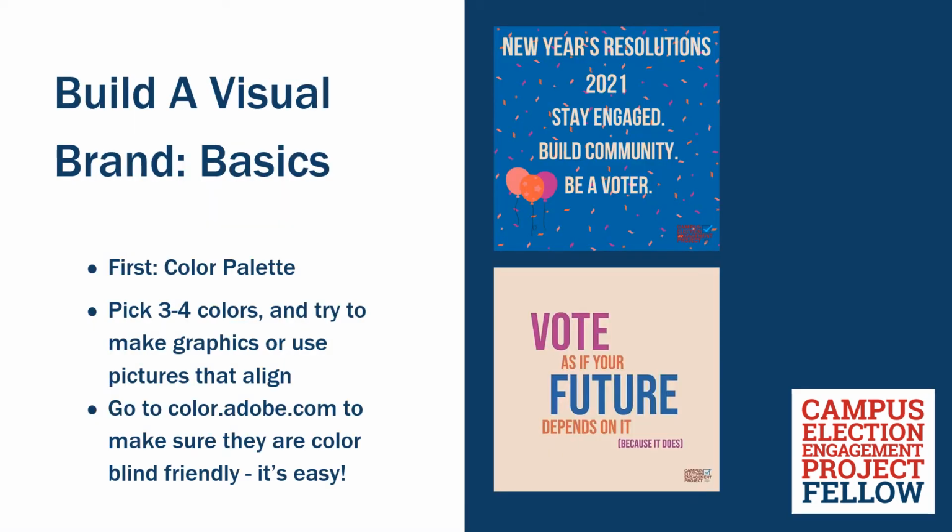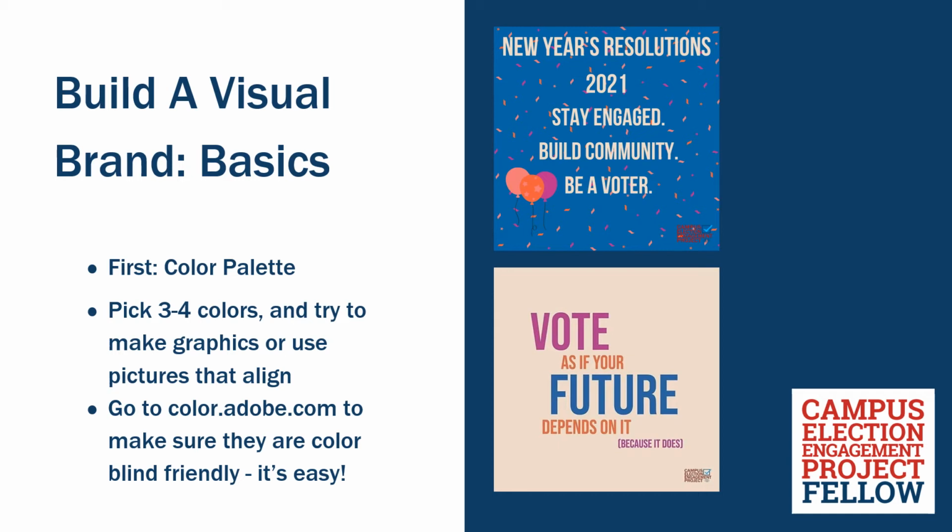Let's talk about some basics of building a visual brand. Obviously, we didn't hire you to be graphic designers, so there's no need to stress about making perfect visuals. However, the visuals still matter. Pick about 3 or 4 colors that work well for you. This could be red, white, and blue. It could be your school colors. It could be something completely original. Make sure that you use your Canva account if you have one. This is a really great place to start.